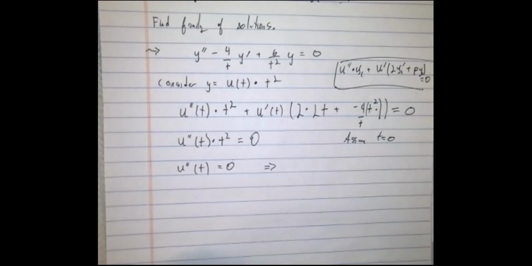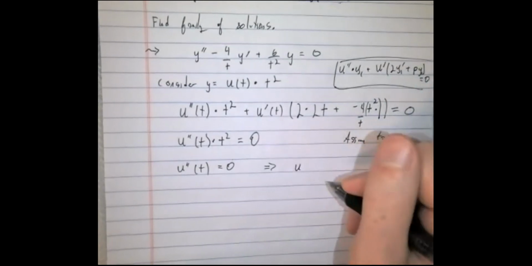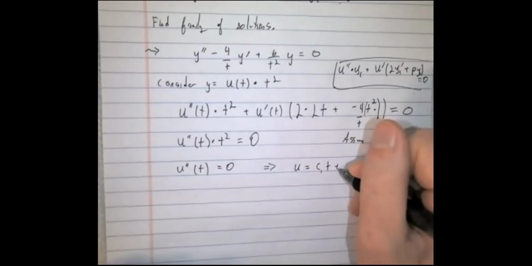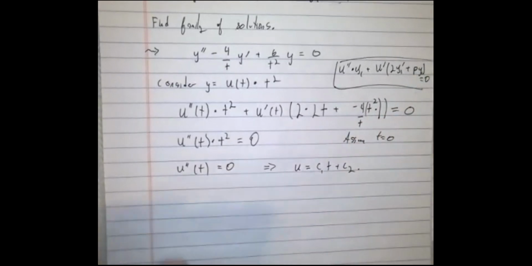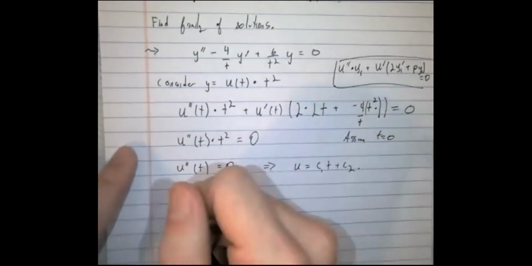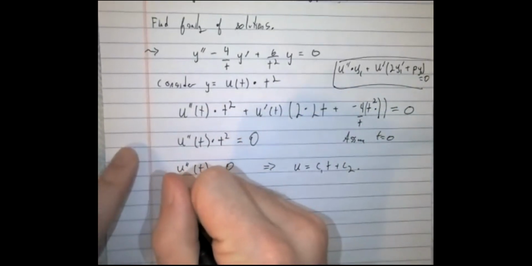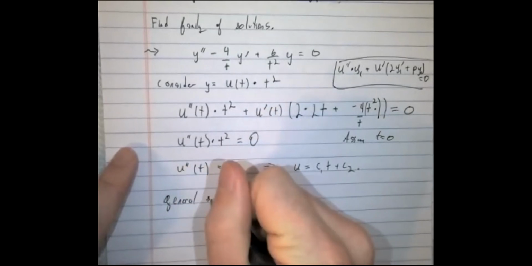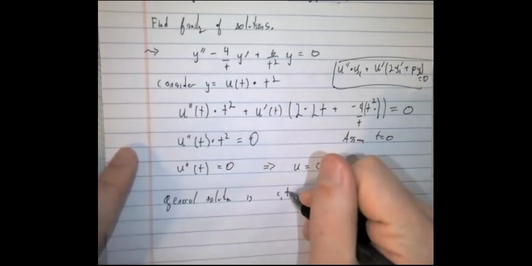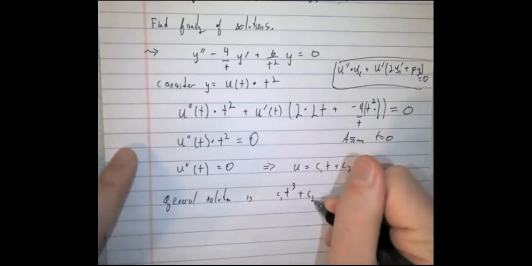What does this imply? u is equal to C1 times t plus C2. Yeah, u is equal to C1t plus C2. Thus, we get that the general solution is C1 t cubed plus C2 t squared.